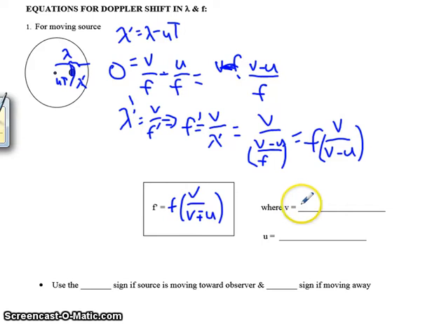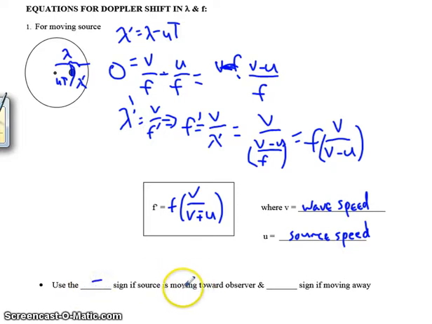So let's put this down. V is the speed of the wave, or wave speed, and U is the source speed. That's our police car, that's our moving star, whatever the case may be. Okay, and as alluded to before, we have a minus plus in this denominator, so we want to use the minus sign.